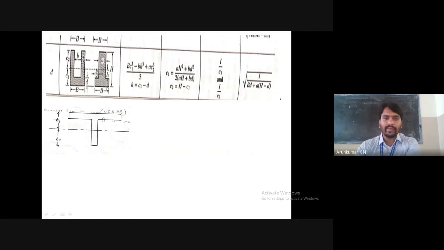This is the T section which is given in the reverse direction, but in our problem it is given in this direction. Don't worry about that. You only need to look from the top of the flange to the neutral axis. That is C1. This is the top of the flange to the neutral axis. I have taken C1, don't interchange this. Even if you reverse the direction, this dimension remains the same. C1 is from the top of the flange to the neutral axis, and C2 is from the bottom of the web to the neutral axis. Clear?